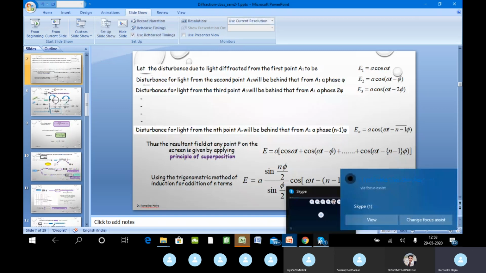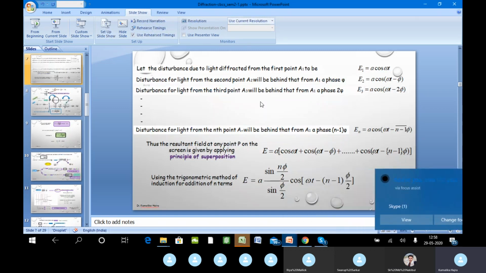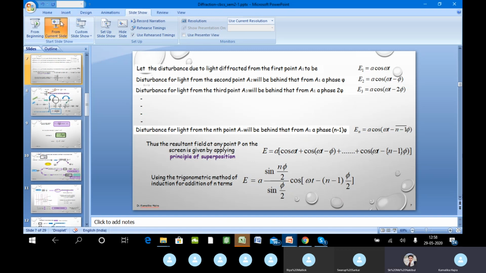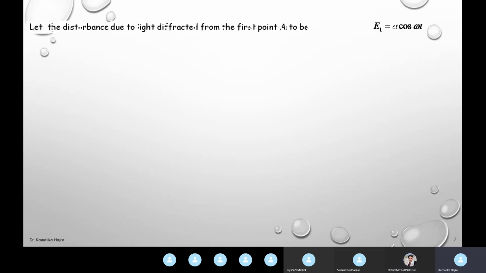Yes, ma'am. Okay. Do you understand why the phi phase difference is there and what it indicates? Yes, ma'am. Okay, so I'll proceed then.